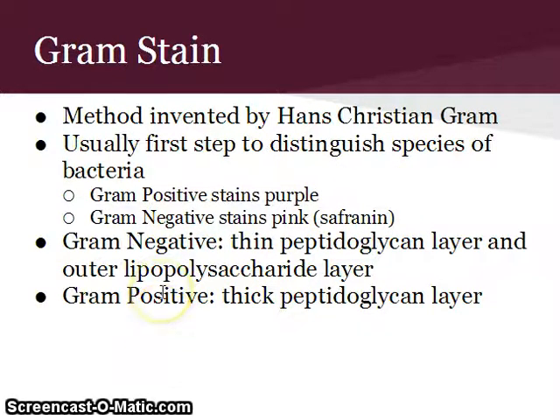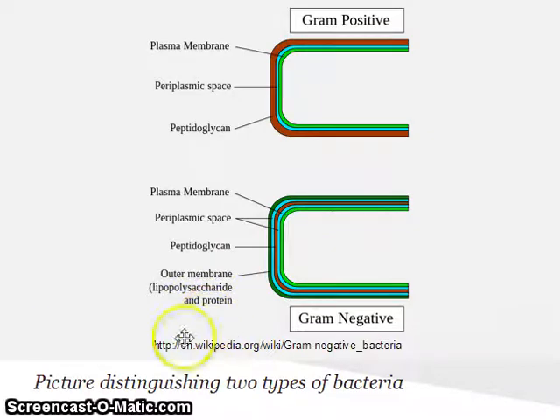So a gram-negative bacteria has a thin peptidoglycan layer and an outer lipopolysaccharide layer. And this lipopolysaccharide layer is notorious for not really letting things through, and hence it's hard for materials to travel through this outer layer. And gram-positive bacteria just have a thick peptidoglycan layer and lack this outer lipopolysaccharide layer. So let's view a picture.